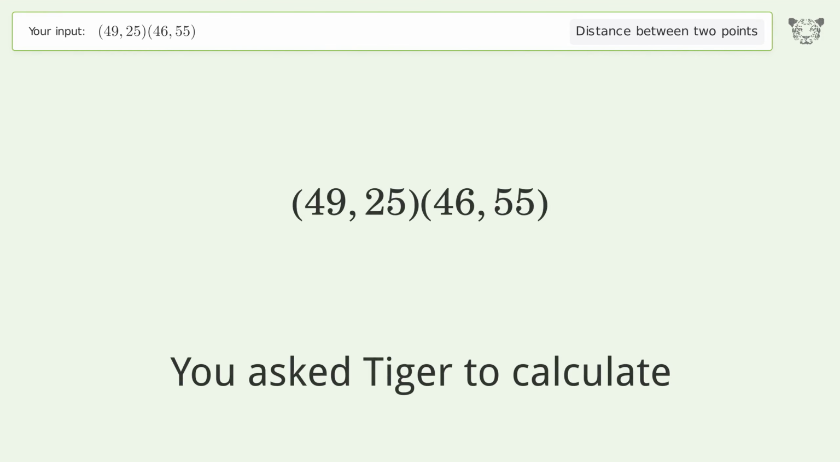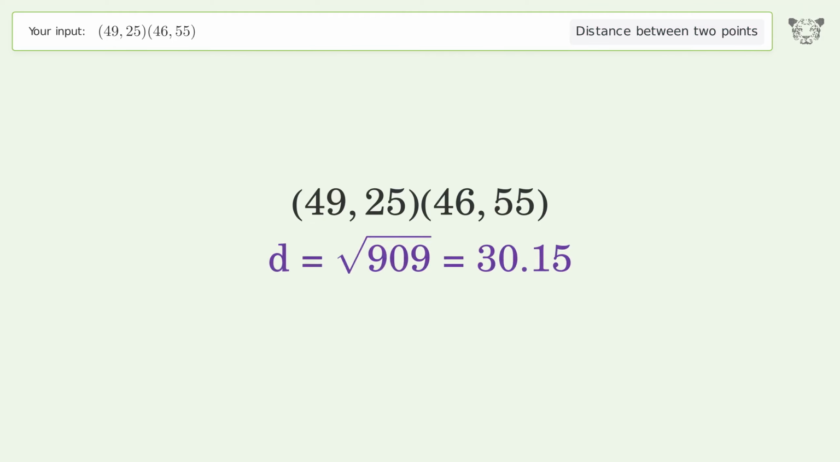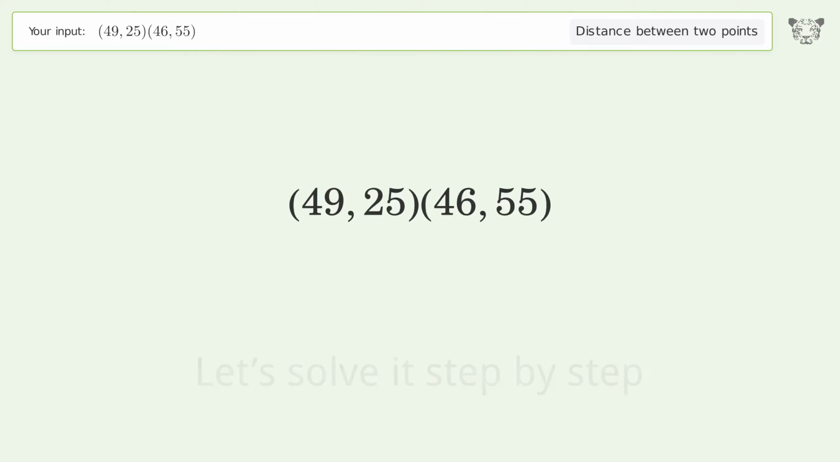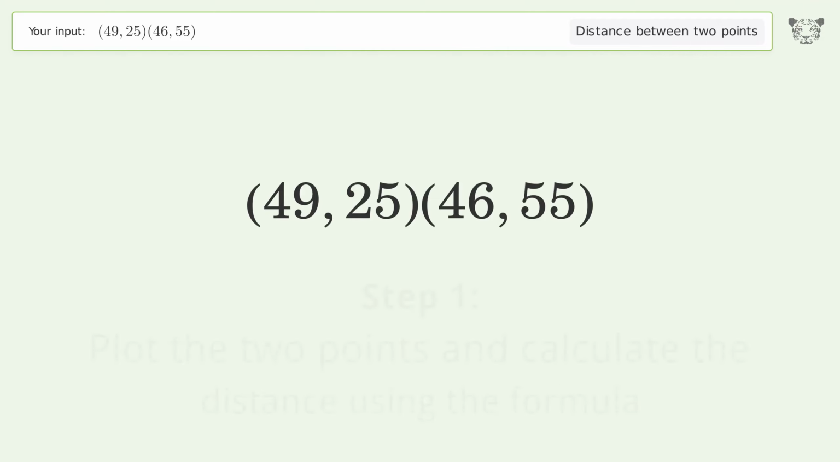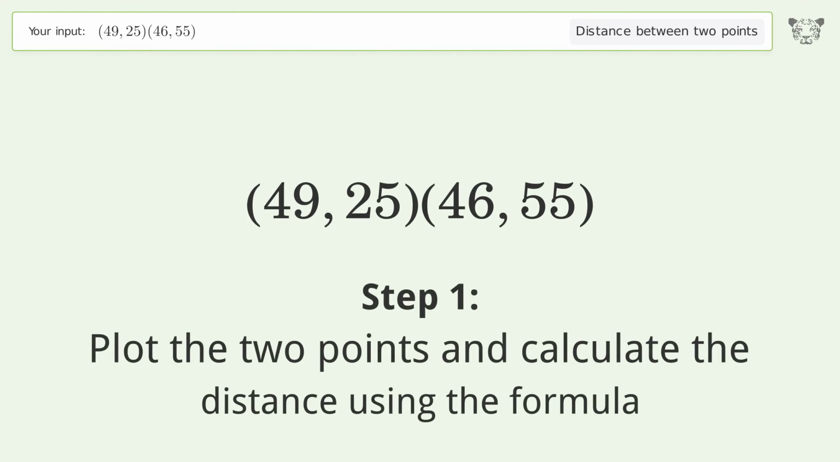You ask Tiger to calculate. This deals with the distance between 2 points. The distance between the 2 points is the square root of 909, or 30.15. Let's solve it step by step. Plot the 2 points and calculate the distance using the formula.